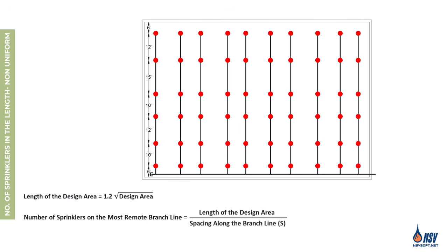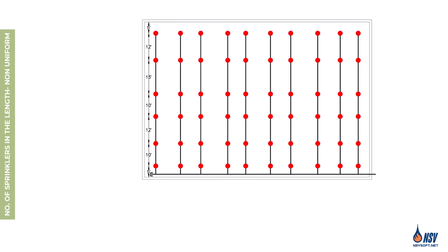When the spacing of sprinklers along the branch line is not uniform, we cannot simply divide the length of the design area by S to determine the number of sprinklers on the most remote branch line. In these cases, we need to follow a different method, which we'll review through an example.